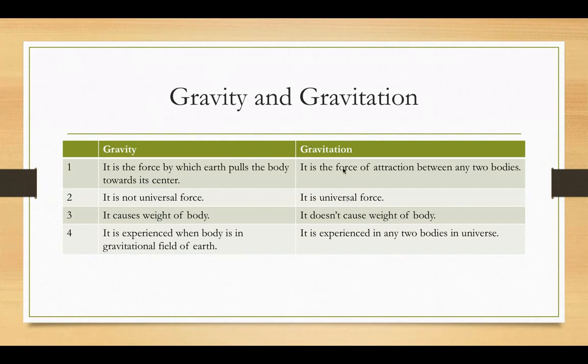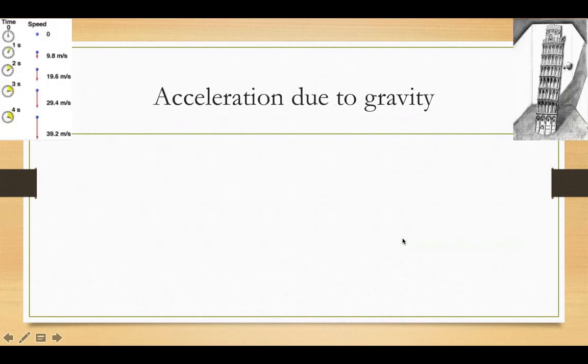That's why gravitation is called a universal force, whereas gravity is not a universal force. Because of gravity, the weight of a body is caused. So gravity causes weight of a body, but gravitation does not cause weight of a body. And gravity is experienced when a body is in the gravitational field of Earth. Just now we discussed gravitational field means the space around the Earth where we can experience gravity. But gravitation can be experienced between any two bodies in the universe.